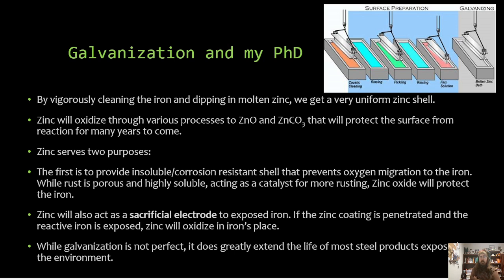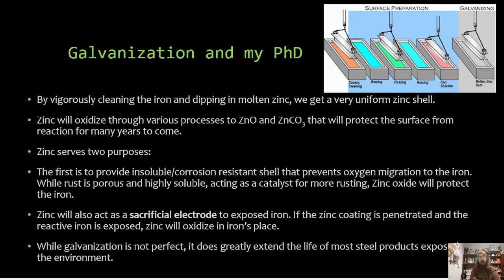And this is especially true as it rusts. Rust, the hematite, is very porous and highly soluble. So it actually acts as a catalyst for more rusting. As we rust the surface, oxidize the surface, it binds moisture better and makes it easier for the interior to rust more. But zinc oxide will essentially keep that off.